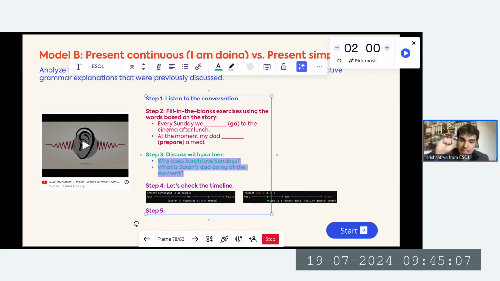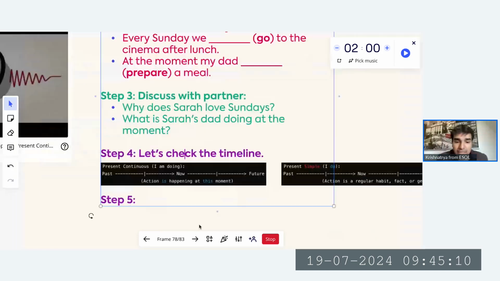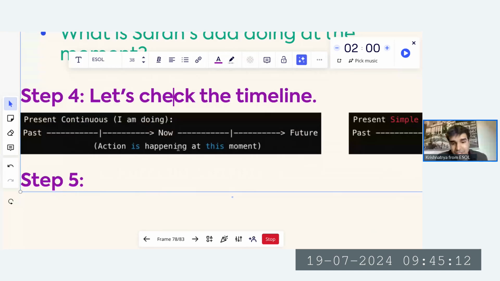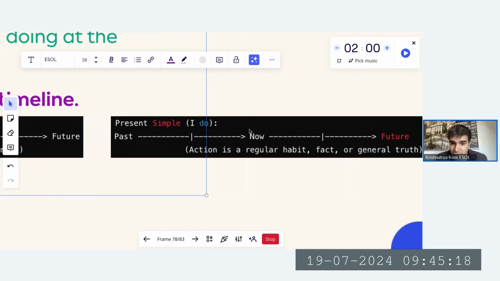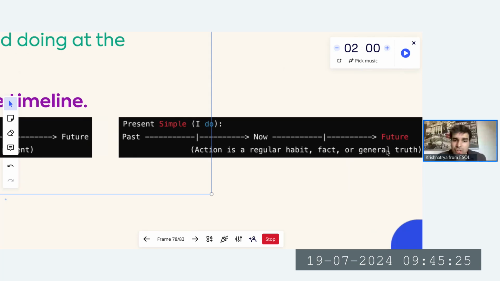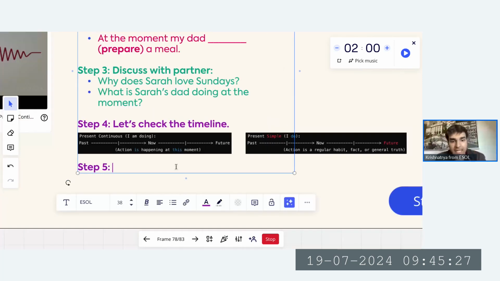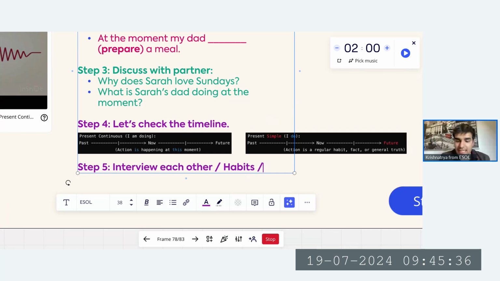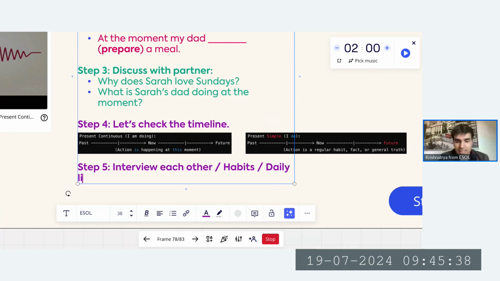Step number 4, I will show them the timeline. Now look at the timeline. Action is happening right now. Sarah's dad is preparing the meal right now, and Sarah likes to dance on Sundays. Yeah. So likes to dance. It is a fact. It is a habit. So I will show the picture and the timeline. And step number 5, I will ask them to interview each other, talking about habits and daily life.